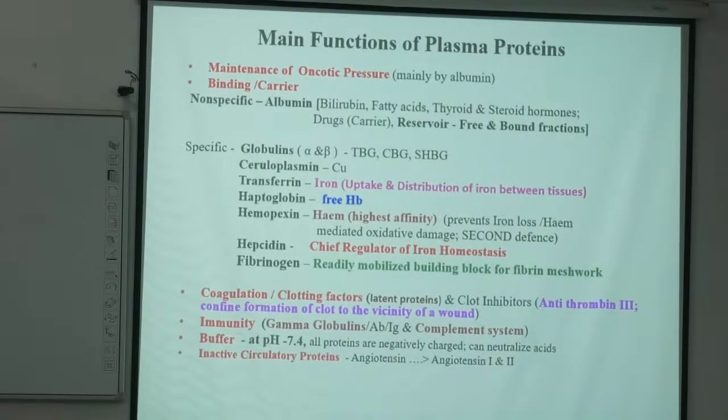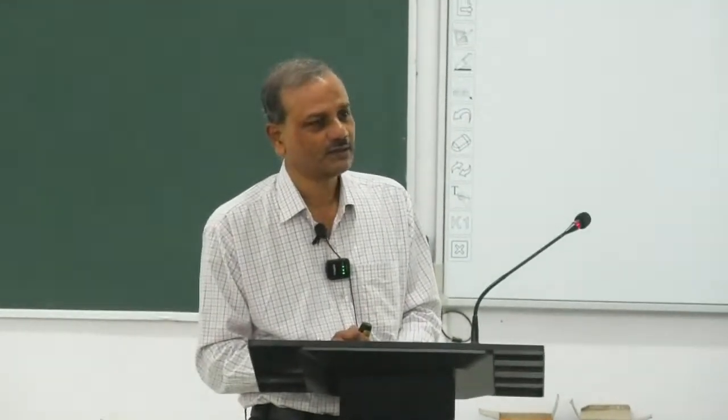Bilirubin is very specific in that it is transported by albumin. Fatty acids, thyroid hormones, steroid hormones, and most of the drugs are carried by albumin, and that albumin, being present in a very large amount, acts as a reservoir, and there is a dynamic equilibrium between the bound form and the free form. From the bound form, slowly the free forms are released, and the free form is active, be it hormone, be it drug. So albumin is very important because of its quantity, its quality, and other metabolic factors also.